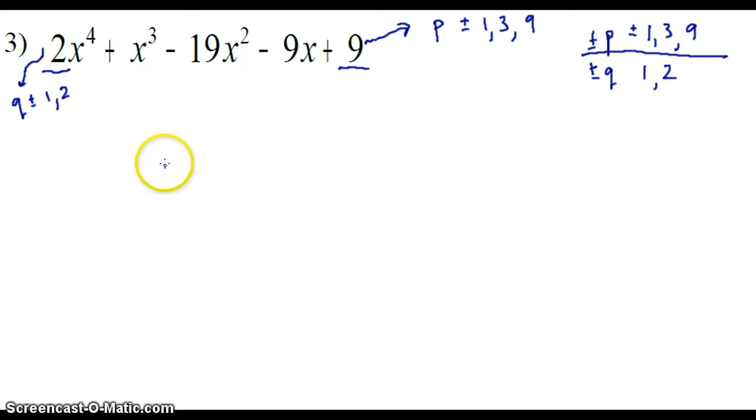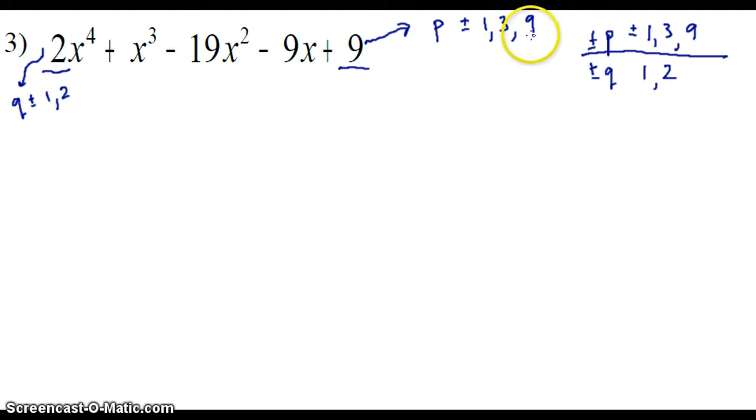All right, here's number 3, and number 3 is a 4th degree polynomial which has 5 terms, which means we can't group it, so we're going to have to use the rational root theorem to identify some possible rational roots and then use a graphing calculator to make a good decision on which one to pick.